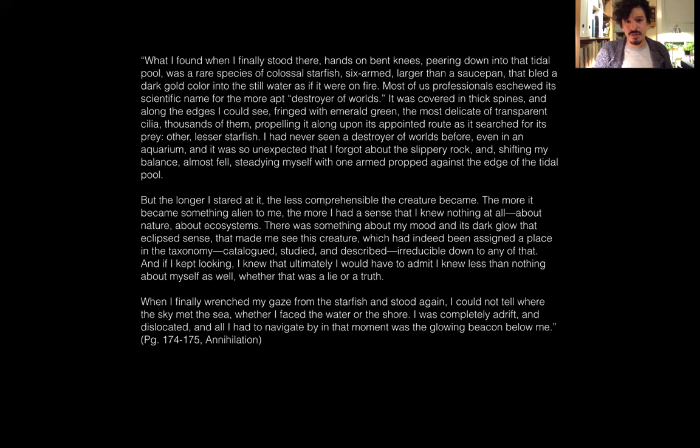And she sees the starfish, and she says, "I had never seen a story of worlds before, even in an aquarium. And it was so unexpected that I forgot about the slippery rock and shifting my balance almost fell, steadying myself with one arm propped against the edge of the tidal pool. But the longer I stared at it, the less comprehensive the creature became. The more it became something alien to me, the more I had a sense that I knew nothing at all about nature, about ecosystems. There was something about my mood and its dark glow that eclipsed sense that made me see this creature, which had indeed been assigned a place in the taxonomy."